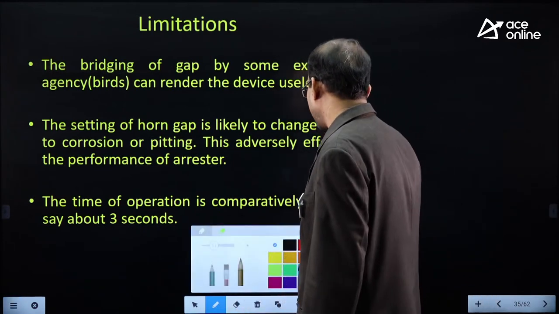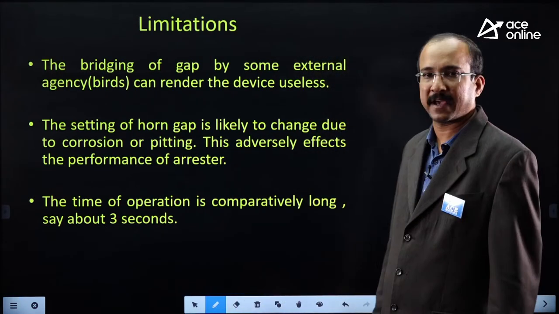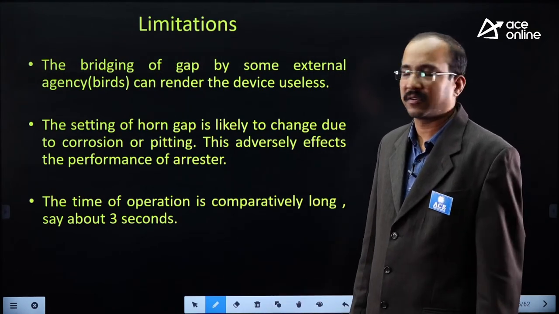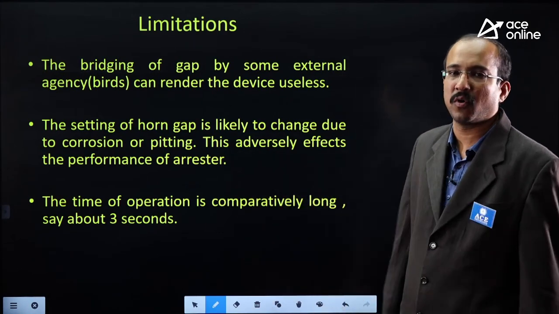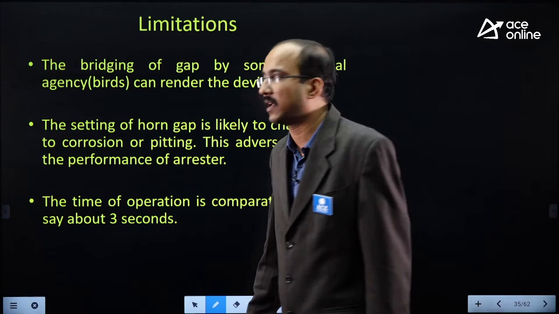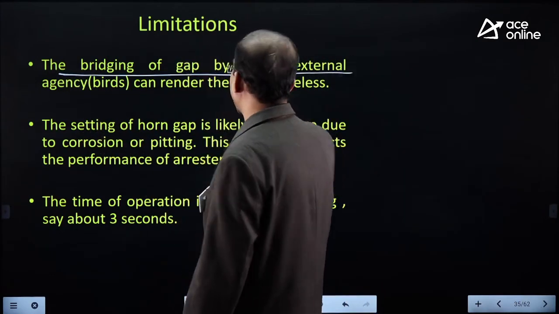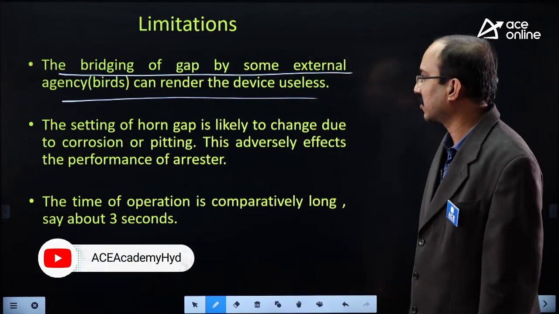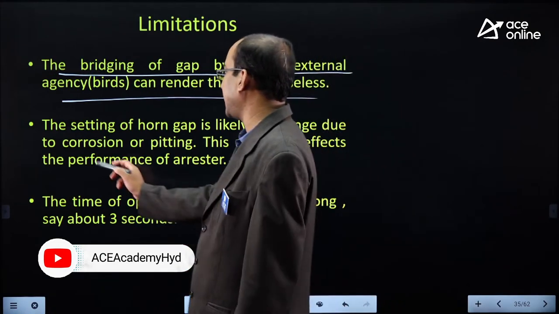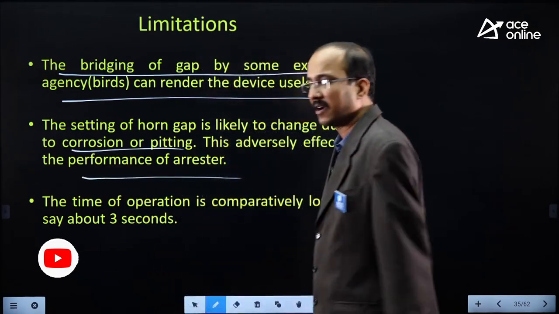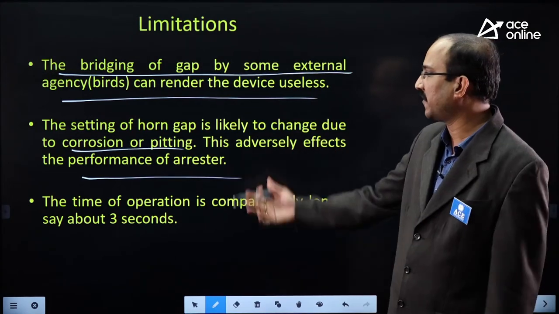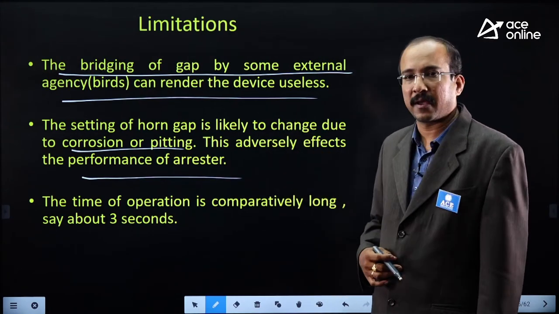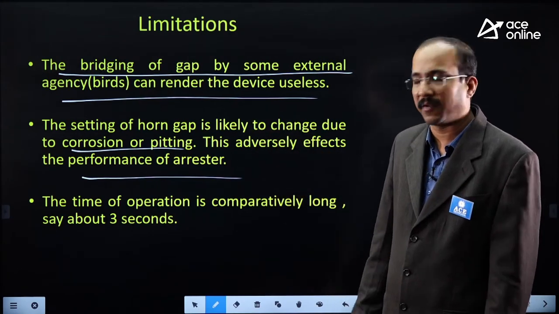What are the limitations of this horn gap type arrester? Suppose external agencies, like birds, are bridging the gap between the two horns, it will affect the performance of the arrester. And due to corrosion and pitting, the performance of the arrester gets affected as they are exposed to the atmosphere.